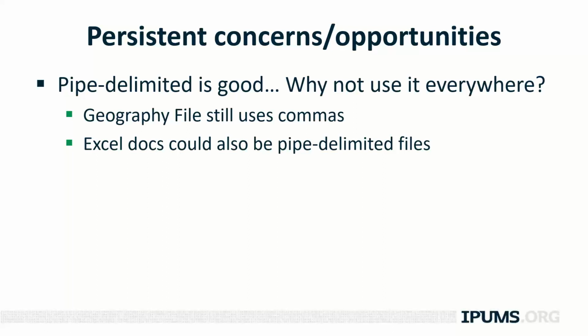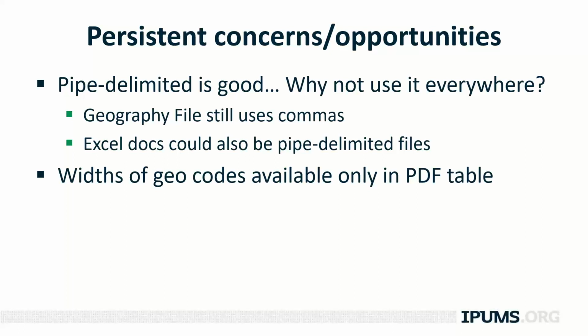A couple more points. The new ACS summary file data files are pipe delimited, which is good. It's a nice delimiter. Pipes are not used in labels very often, so it makes for a good delimiter. But the geography file still uses commas. So let's just go complete. I would suggest going all the way. Just use pipe delimited for everything, including for some of the Excel docs, like the appendices, that could be more machine readable if they were simply provided in pipe delimited files.